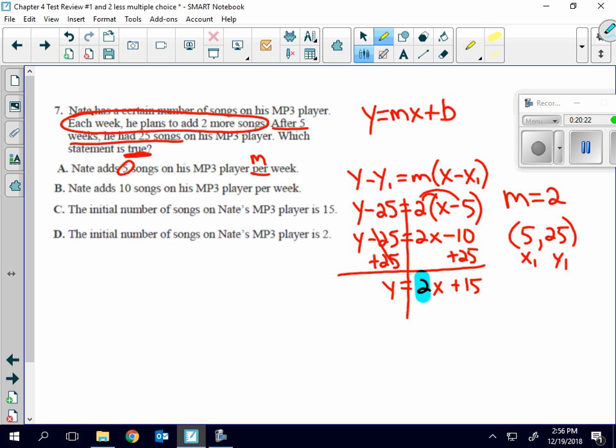No, the slope is 2. So not A. Let's see, B. Does he add 10 songs per week? Is the slope 10? No, we know that's not true. Is the initial number of songs in Nate's MP3 player 15? Yes, he started with 15, okay? And the other one said he started with 2. So that would be C.